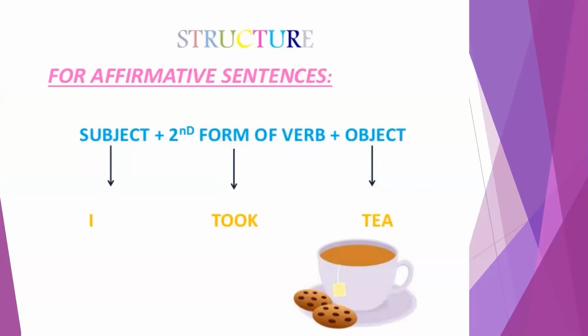Now we will discuss the structure of past tense sentences. There are three kinds of sentences: positive, negative, interrogative. For affirmative, means for positive sentences, their structure is first of all write subject, then second form of verb, then object, then full stop. These are simple positive sentences. For example, I, that is subject, took, that is second form, and object tea. I took tea, मैंने चाय ली.